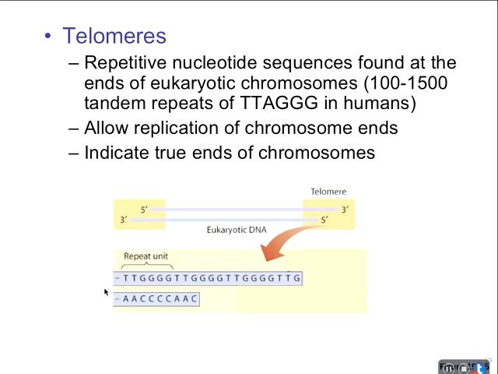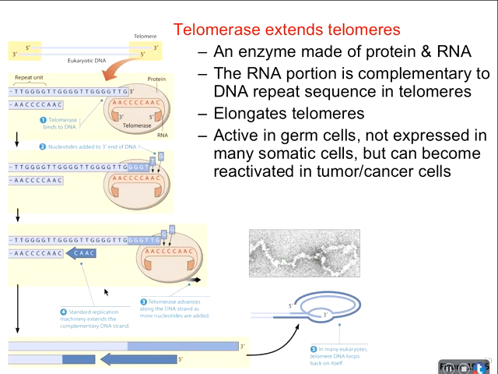So there is an enzyme that will address this problem, telomerase. Telomerase is an enzyme that has protein and also an RNA component to it. So it's both RNA and protein together. It turns out that the RNA portion of telomerase is complementary to the telomere sequence. The RNA portion of that enzyme is complementary to the telomere sequence.